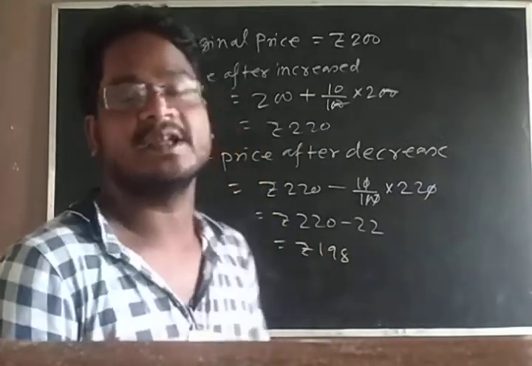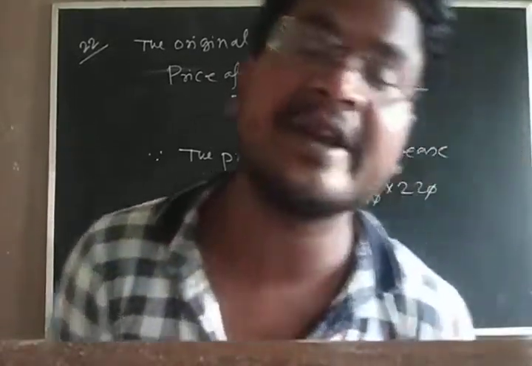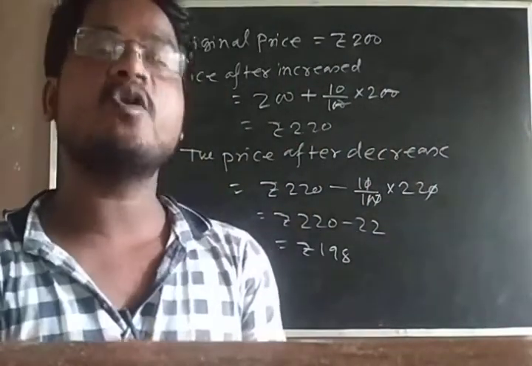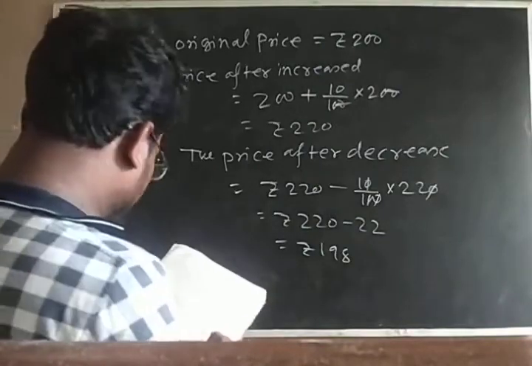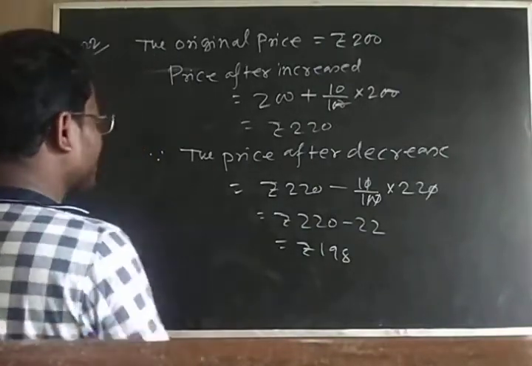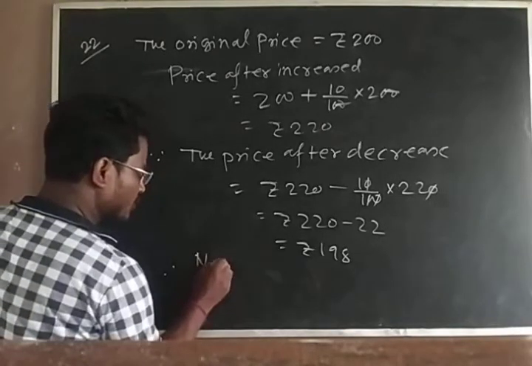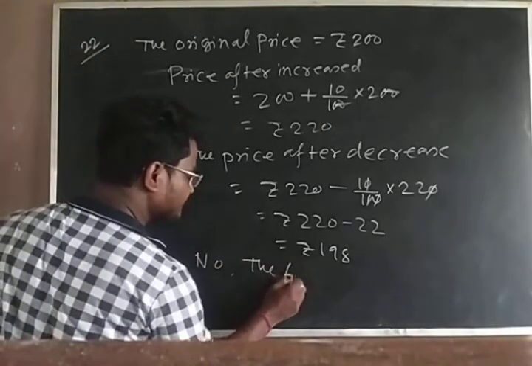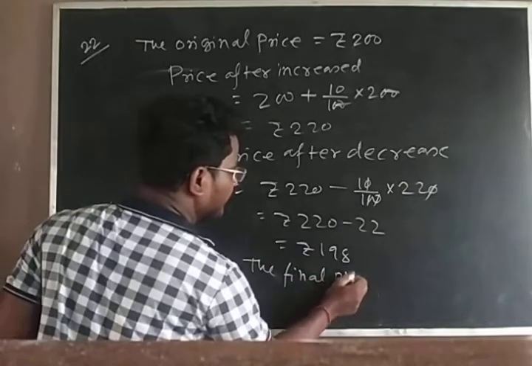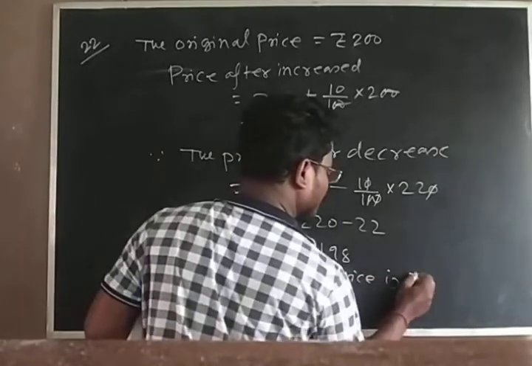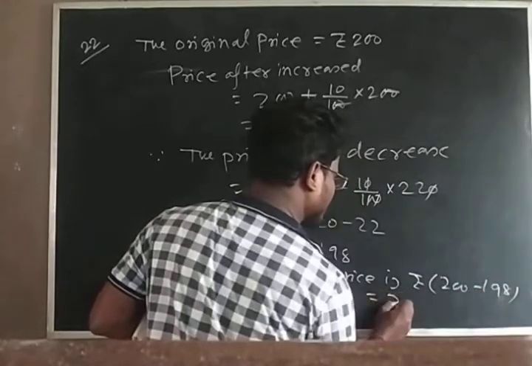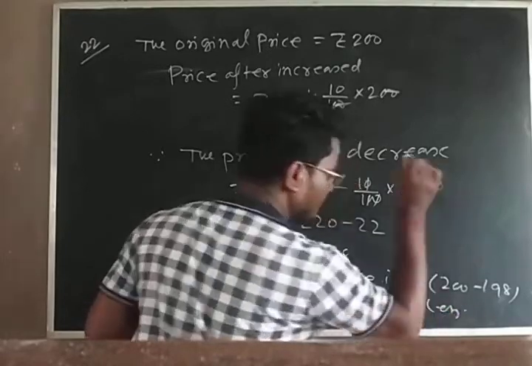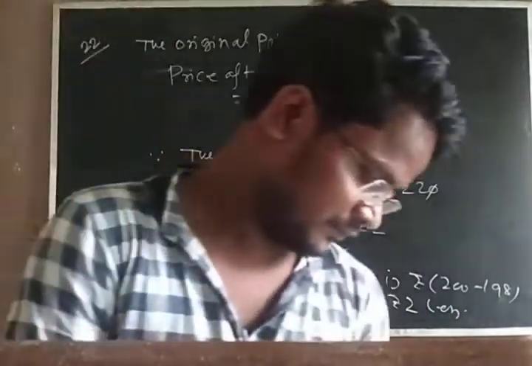Here it is decrease or increase? Obviously decrease. How much? 200 minus 198, that is rupees 2. Here you have to find, is the final price same as the original one? No. You have to write no. The final price is rupees 200 minus 198, rupees 2 less. Okay.